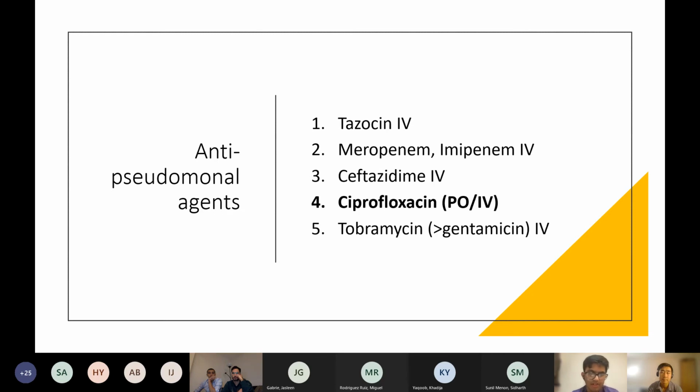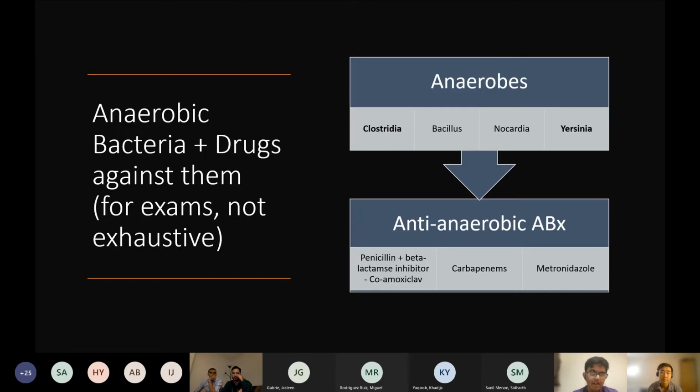Then the other useful lists are anaerobic bacteria and drugs that are against them. This is not an exhaustive list, it's only for exams. Can anyone give me some examples of anaerobic bacteria groups? There's one I basically want you to know off the top of your head. And we'll go over this in a minute. It begins with the letter C and has already been mentioned in this lecture.